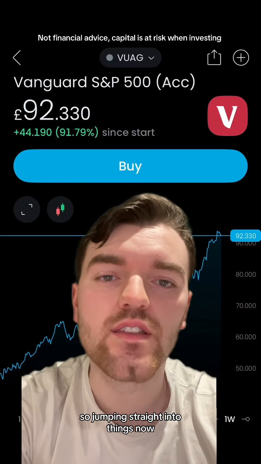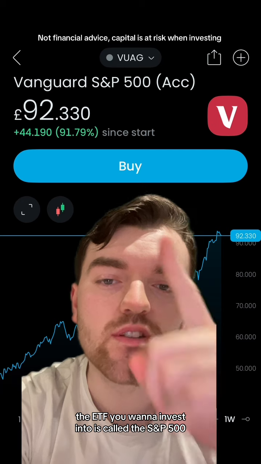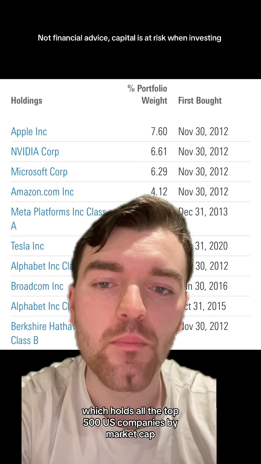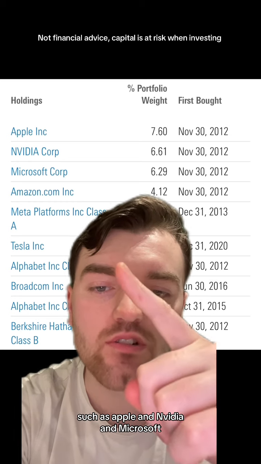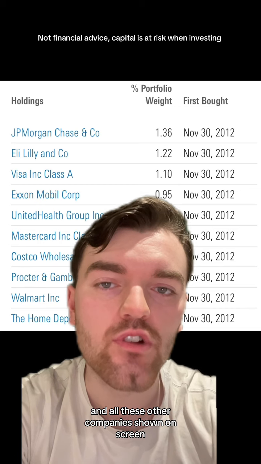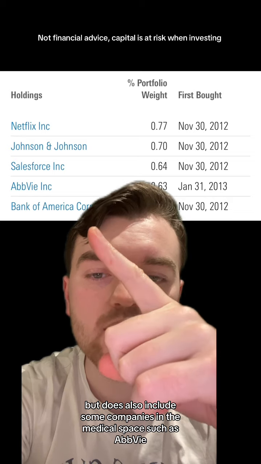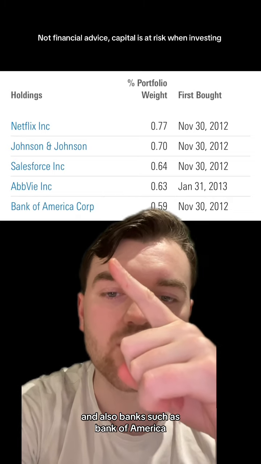So jumping straight into things now, the ETF you want to invest into is called the S&P 500, which holds all the top 500 US companies by market cap, such as Apple, Nvidia and Microsoft, and all these other companies shown on screen. This ETF is heavily tech weighted, but does also include some companies in the medical space such as AbbVie and also banks such as Bank of America.